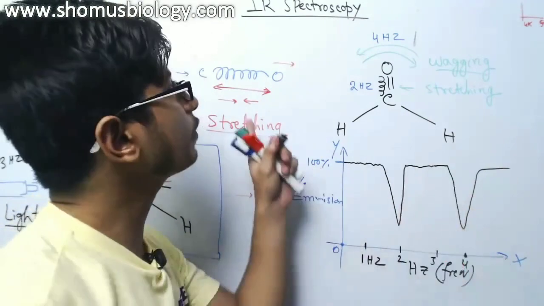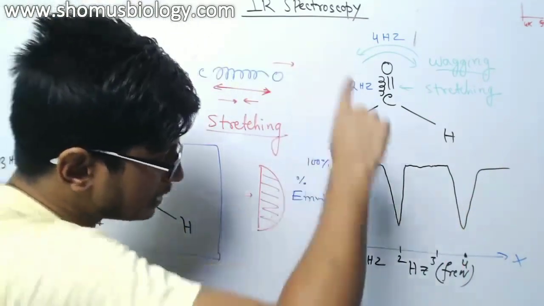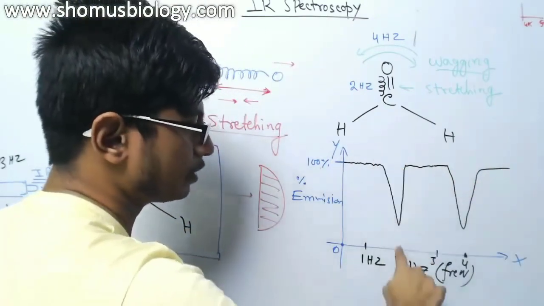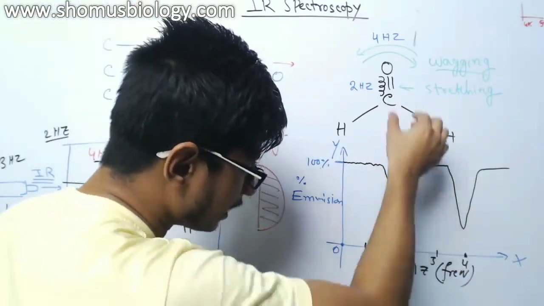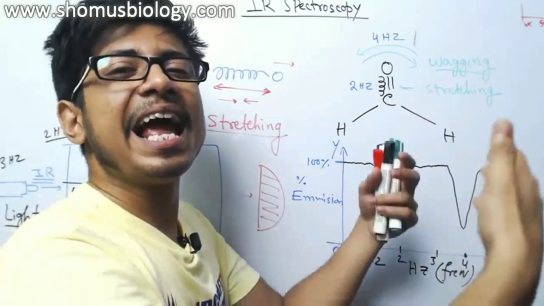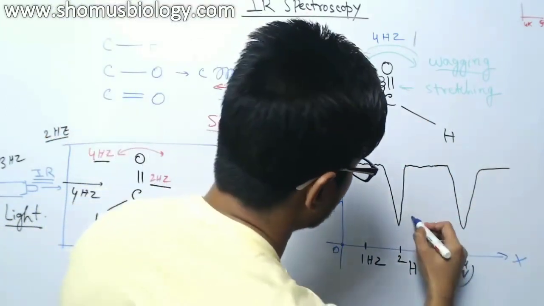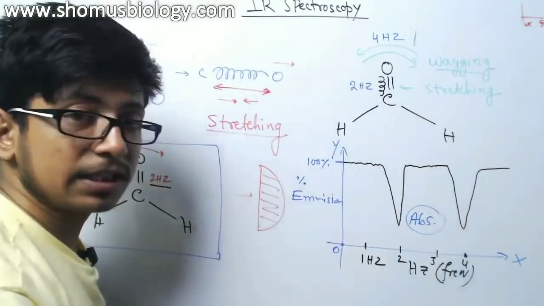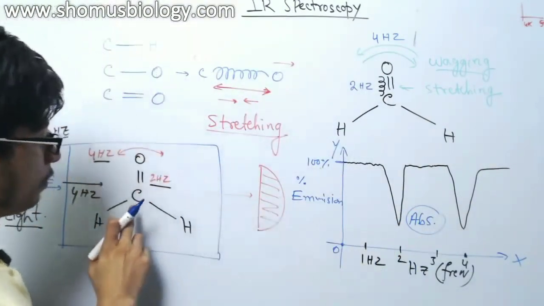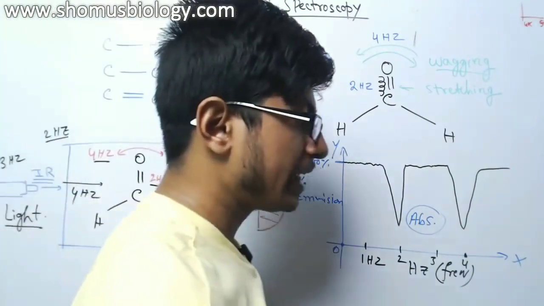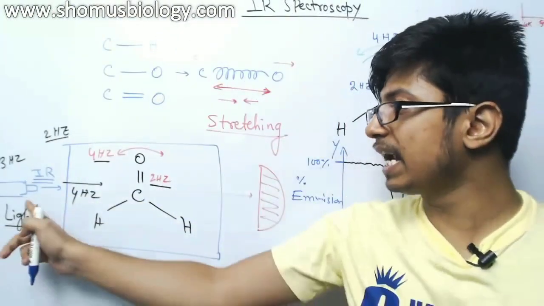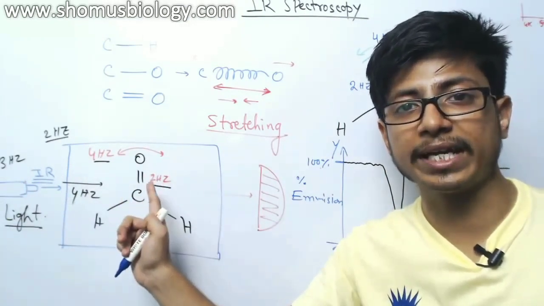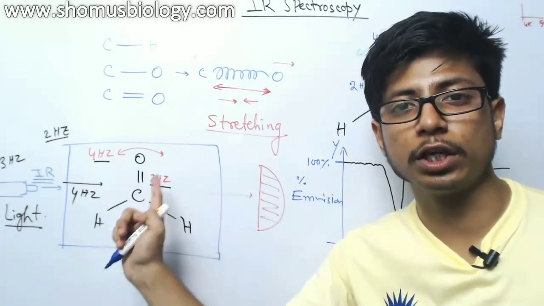So in this fashion, this is the kind of graph you will see, a very common type of graph for IR spectra. Normally it's 100% emittance, but then you'll see the absorbance. This drop in the emittance means absorbance. Whenever there is absorbance, that means this molecular compound that we are testing is absorbing the IR at that specific frequency that matches the frequency of stretching and wagging, or the vibration of that functional group.